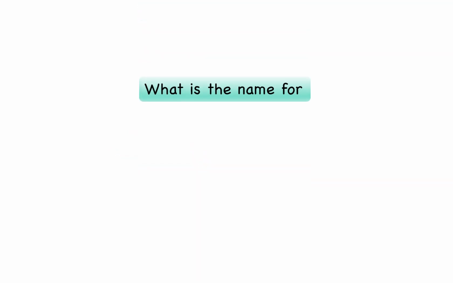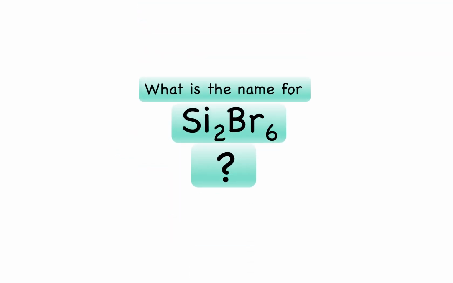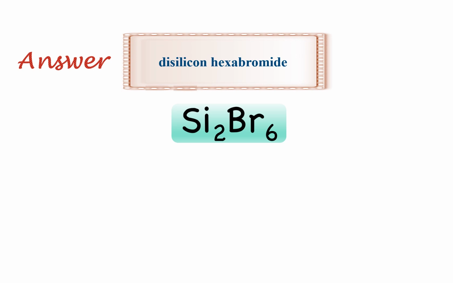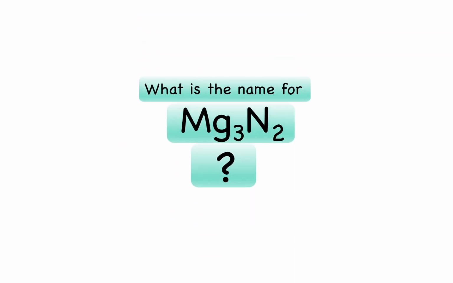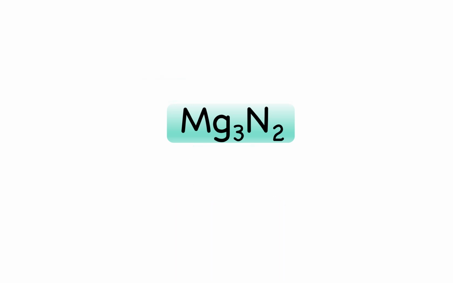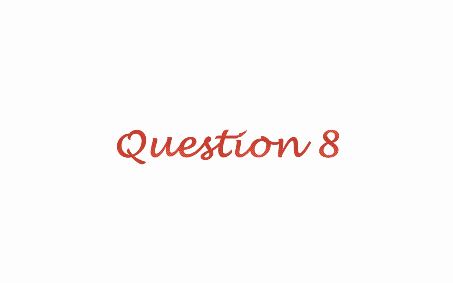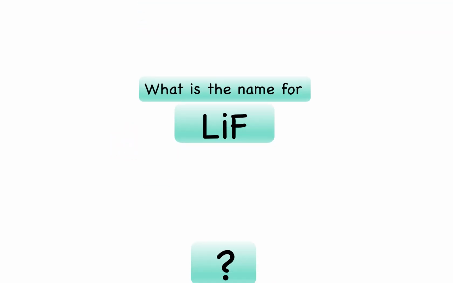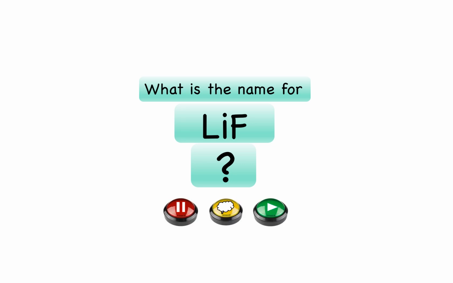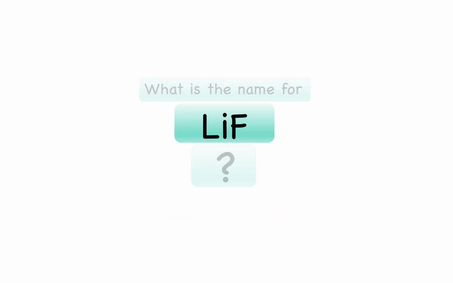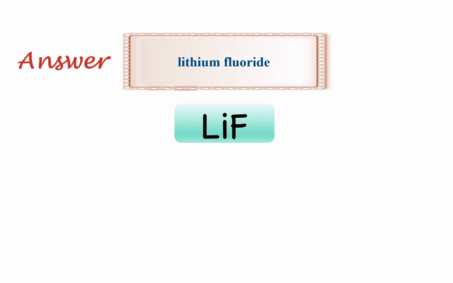Question 6. What is the name for Si2Br6? Answer: disilicon hexabromide. Question 7. What is the name for Mg3N2? Answer: Magnesium nitride. Question 8. What is the name for LiF? Answer: lithium fluoride.